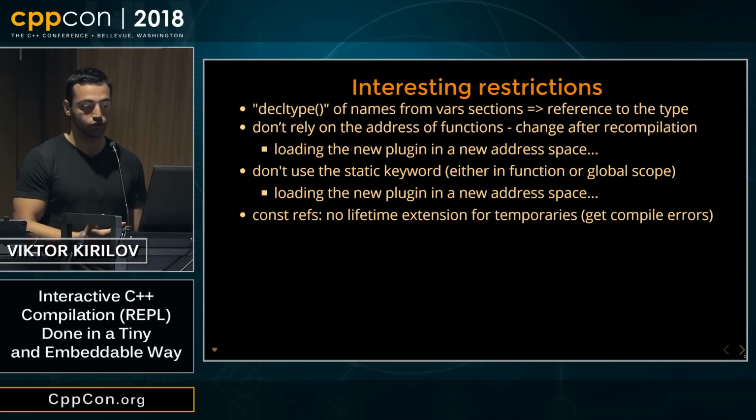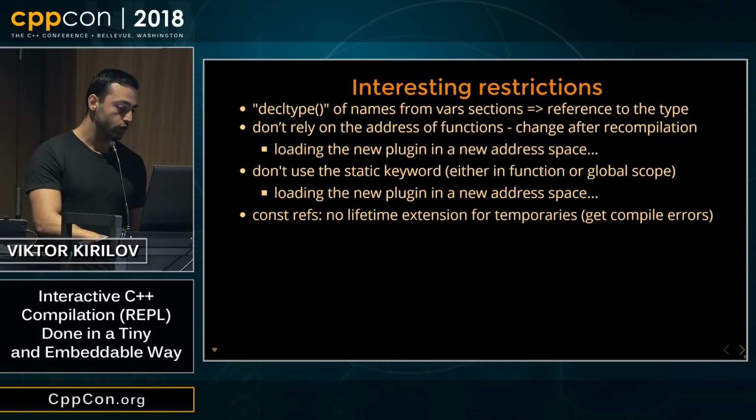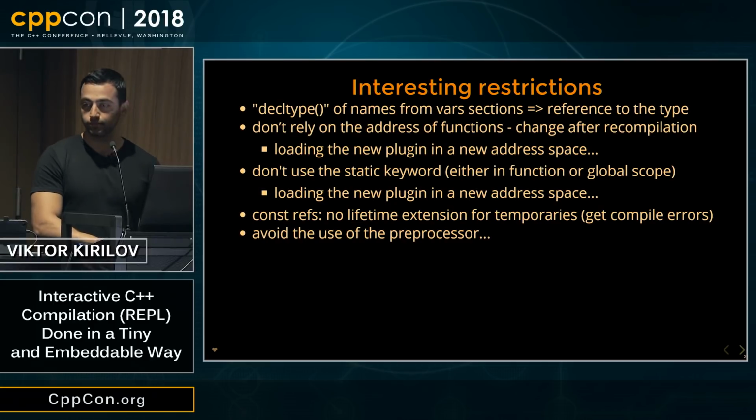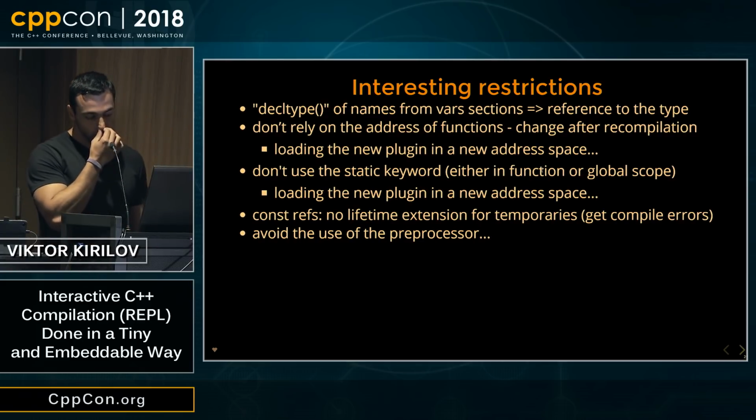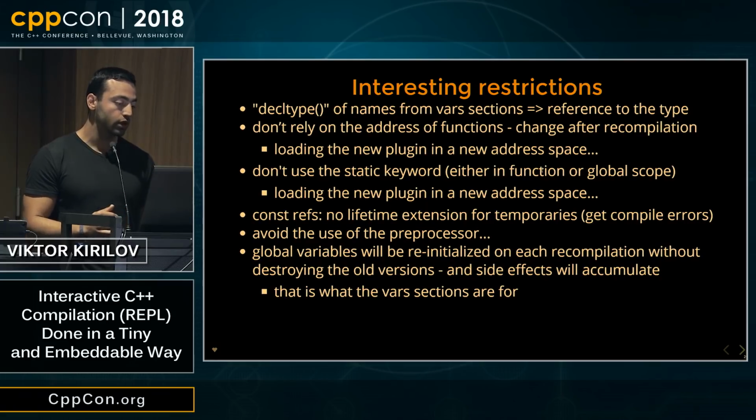So I cannot get the address of a temporary, so at least I get a compile time error and it doesn't just slide under the rug. Also, I hope you don't use the preprocessor inside of the code you're submitting. It could work in some cases, but I wouldn't do it if I were you. And also, just to reiterate this point because it's quite important, if you define global variables inside of a global section, they will be reinitialized on each recompilation, each time you submit more code. And side effects will accumulate. And that's what the var sections are for.